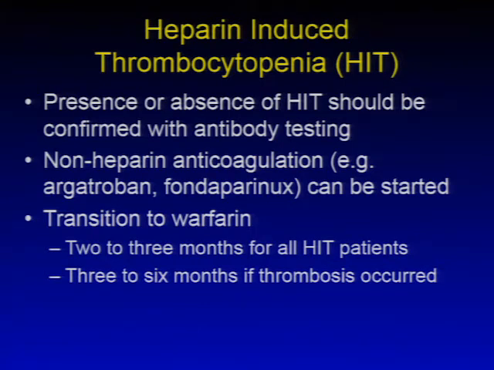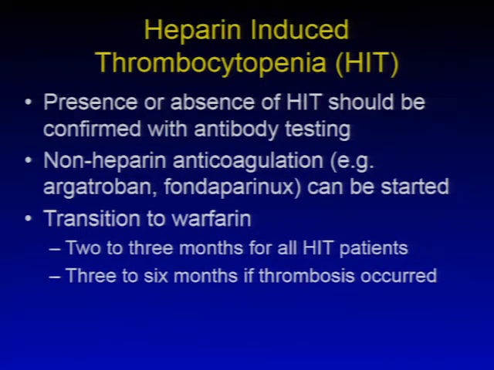HIT should be confirmed with antibody testing if it's suspected. Non-heparin anticoagulation, perhaps with argatroban or fondaparinux, can be started if it's present. Patients should then be transitioned to warfarin because there is an ongoing risk of thrombosis after the initial suspicion occurs. And really, it should be at least 2 to 3 months for all patients, and possibly out to as far as 6 months if a thrombosis has occurred.